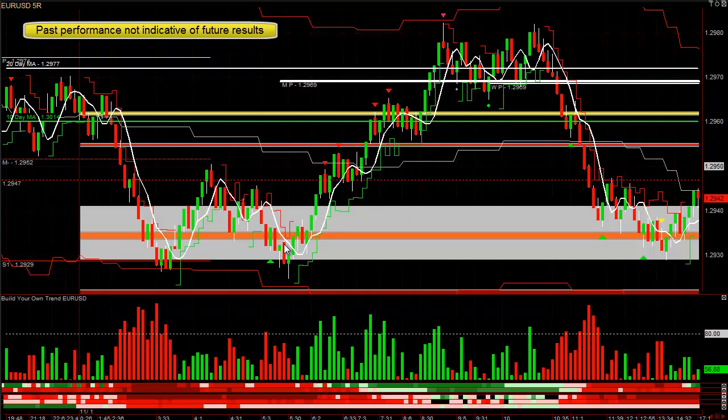The key is to use these signals. This is a major support here, and that's why I gave a buy signal here. The down move before had a lot more weakness than the second down move right here. You can see it had a lot less weakness.